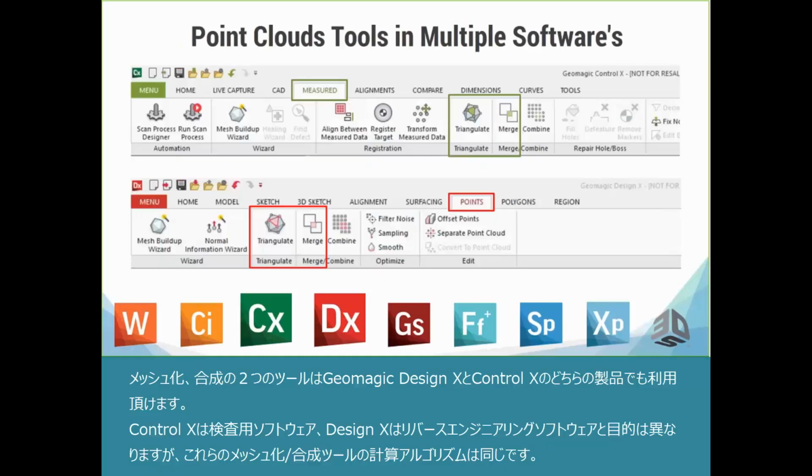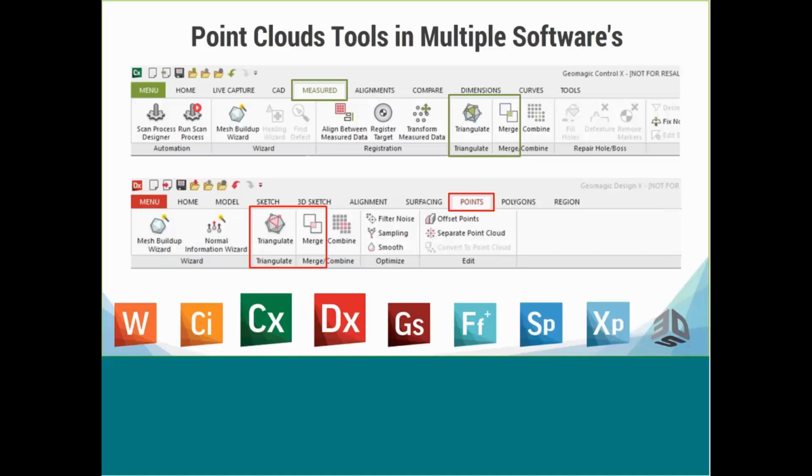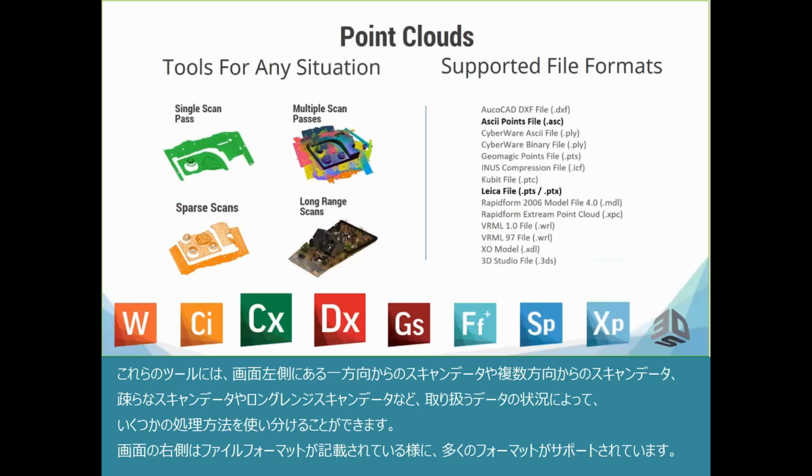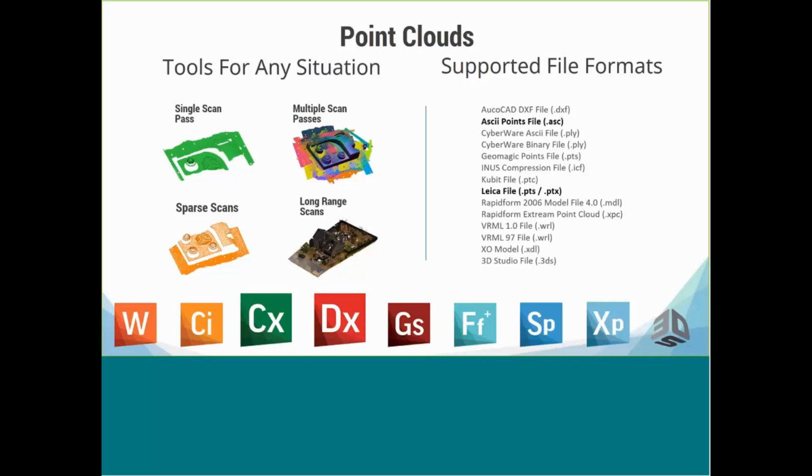These two tools are available both in Control X and Design X. The algorithms are the same for both softwares. The difference is Control X is an inspection software and Design X is a reverse engineering software. In these two tools, we have several different methods for dealing with any situation that you might come across, whether it be single scan pass, multiple scan passes, sparse scan data, or long-range scan data. On the right-hand side are the supported point cloud file formats. The most useful are ASCII point clouds or PTS, PTX file formats.